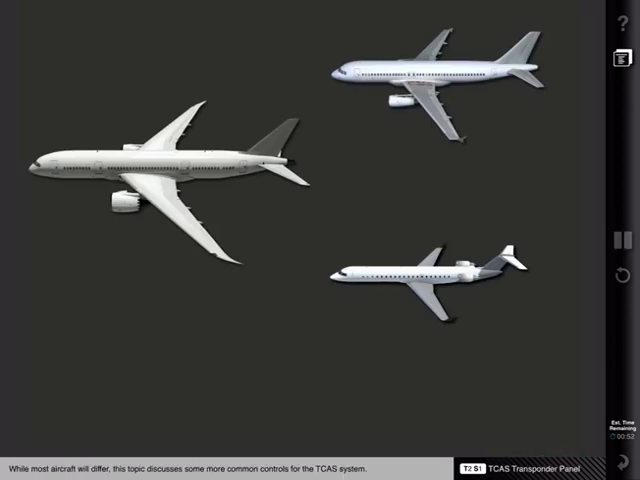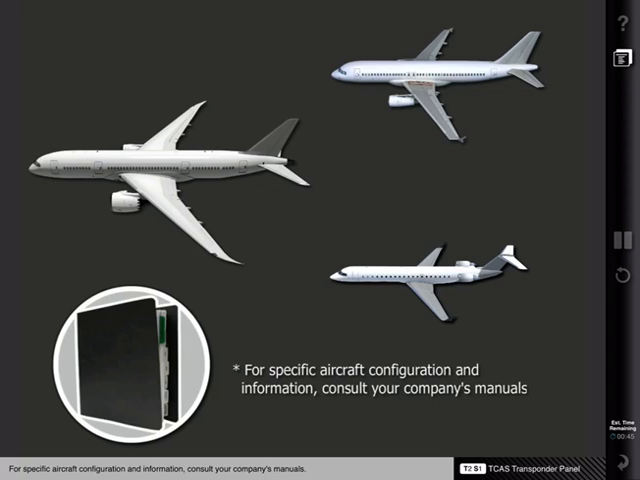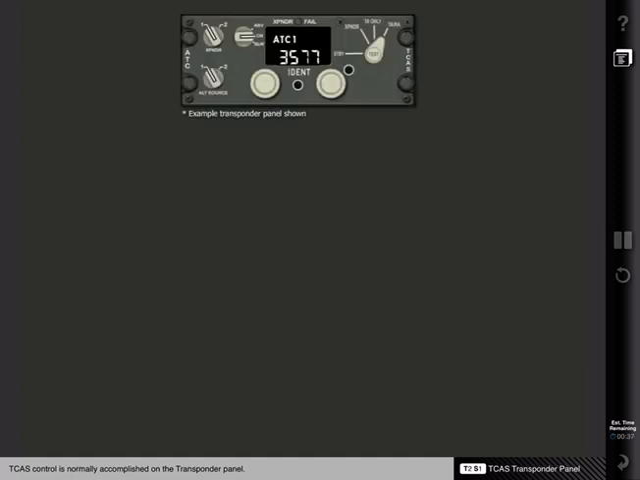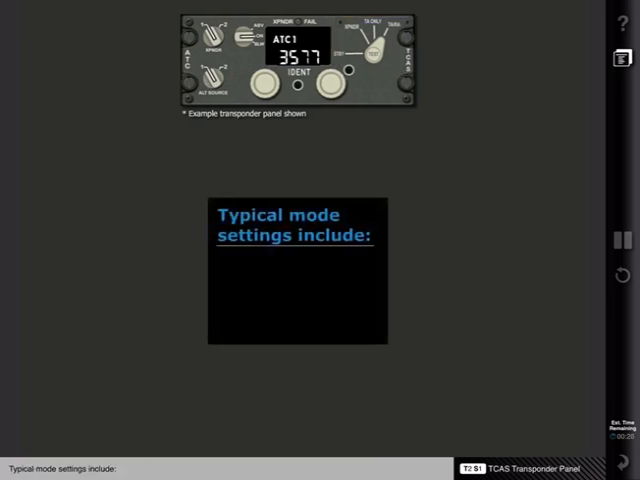While most aircraft will differ, this topic discusses some more common controls for the TCAS system. For specific aircraft configuration and information, consult your company's manuals. TCAS control is normally accomplished on the transponder panel. A mode selector switch is used to set the operating mode for the TCAS and transponder radio. Typical mode settings include standby, transponder, TA only, and TA-RA.